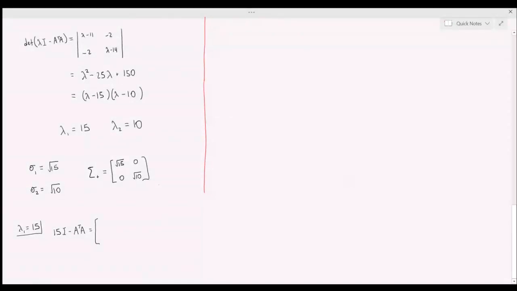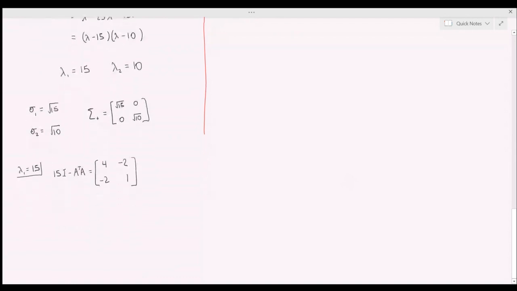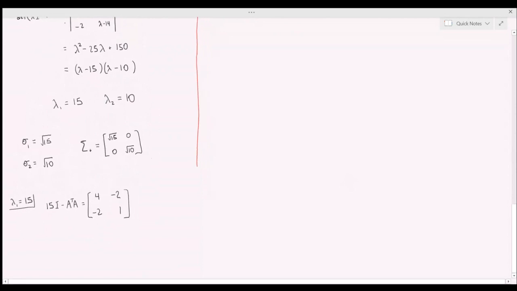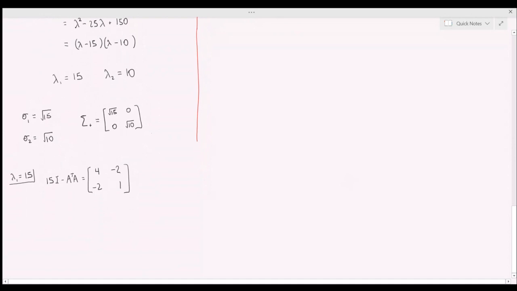And so let's see, if I plug in 15 for lambda up here, we'll get 4 and 1, and then minus 2, minus 2. And then remember that to get the eigenvectors, you want to look at the null space of this matrix. So to get the null space, I can do some row operations. So let's say if I divide row 1 by 2, and then add row 1 to row 2.